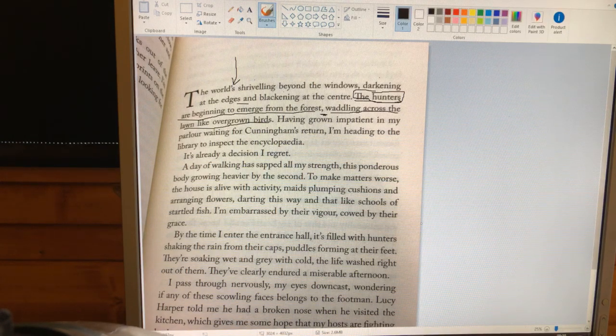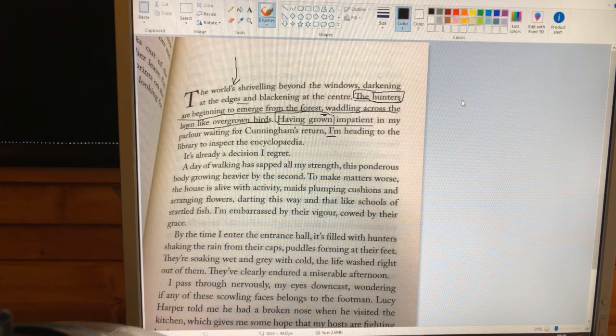Now, if we come on to the next sentence, having grown impatient in my parlour, waiting for Cunningham's return, this having grown impatient is clearly the participle. The having grown is the participle. It's a perfect participle, this having grown, and it describes the subject of the main clause. It describes this I. It's I who had grown impatient.